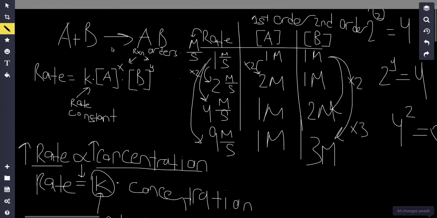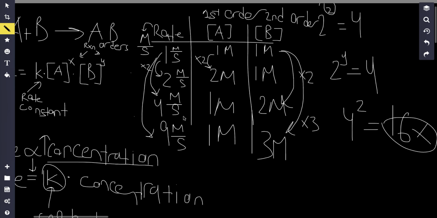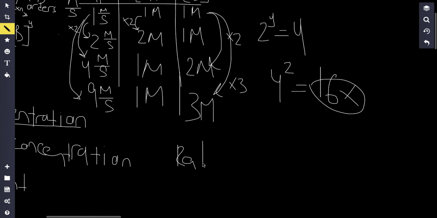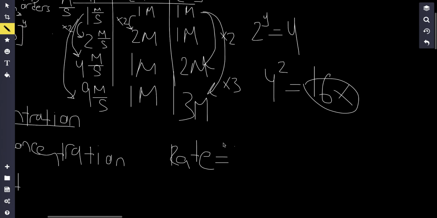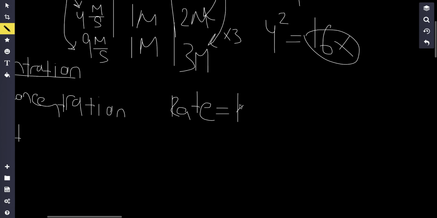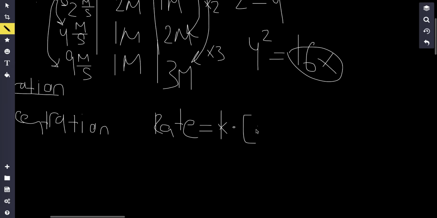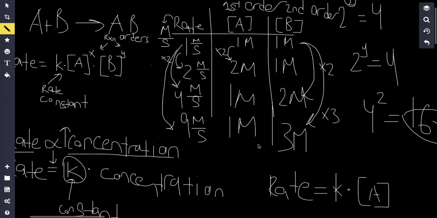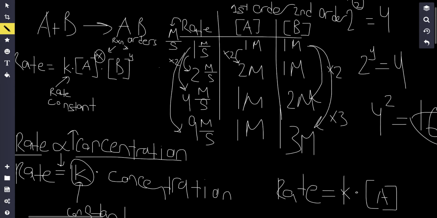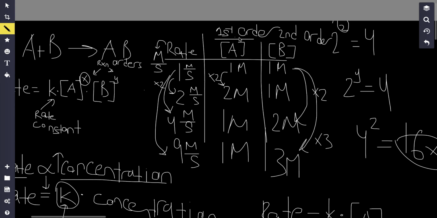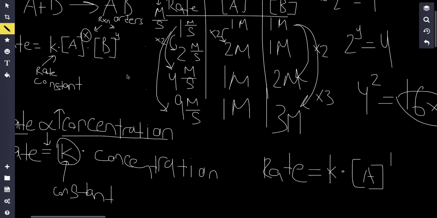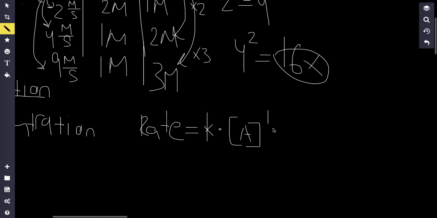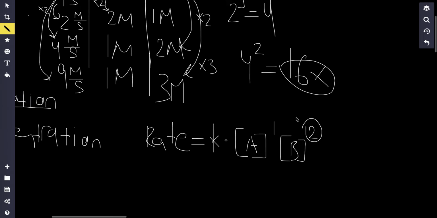So in this case, if I wanted to write the rate of my reaction, it would be the rate of the reaction is equal to k, that's just a constant, multiplied by the concentration of A, raised to the order of the reaction with respect to A. Notice how the order of the reaction with respect to A is first order, right? And then for the concentration of B, it's second order. So my exponent is going to be 2.